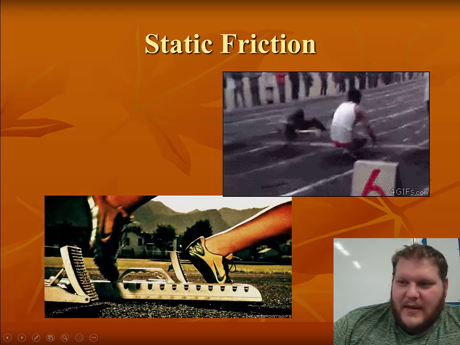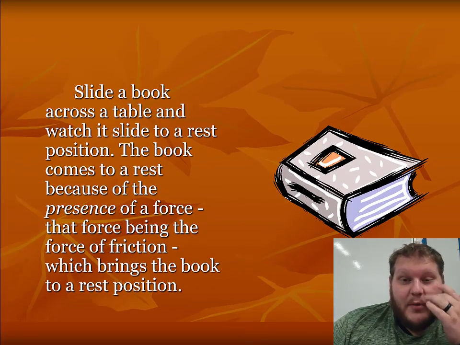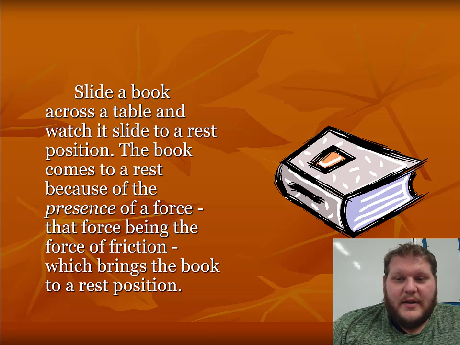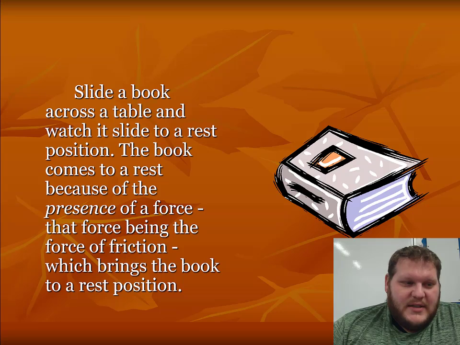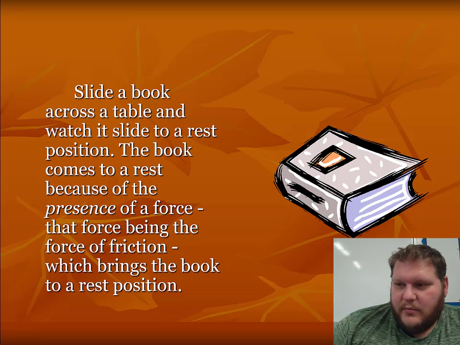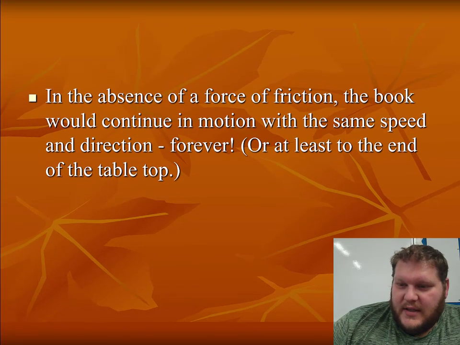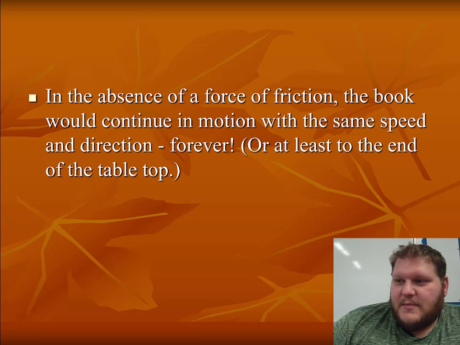Okay, moving along then. The last couple of things here. Sliding a book across the table, watch it slide to a rest. Obviously, that's because of sliding friction. It comes to rest because of the presence of a force, friction, acting on the book. If there wasn't any of that friction, it would continue sliding on and on forever. Here it stops because it's either going to fall off the tabletop, or whatever the case may be.